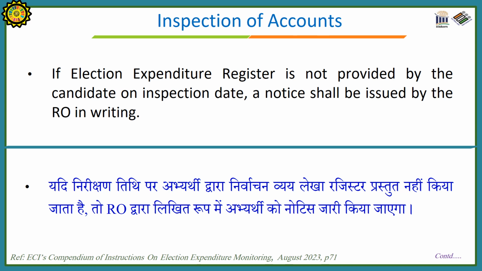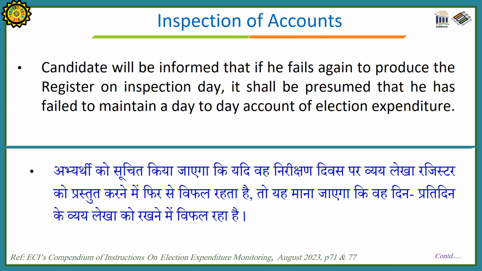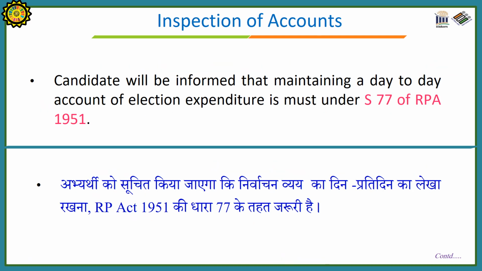If election expenditure register is not provided by the candidate on inspection date, a notice shall be issued by the RO in writing. Candidate will be informed that if he again fails to produce the register on inspection day, then it shall be presumed that the candidate has failed to maintain a day-to-day account of his election expenditure. Candidate will be informed that maintaining a day-to-day account of election expenditure is a must under Section 77 of RP Act 1951.